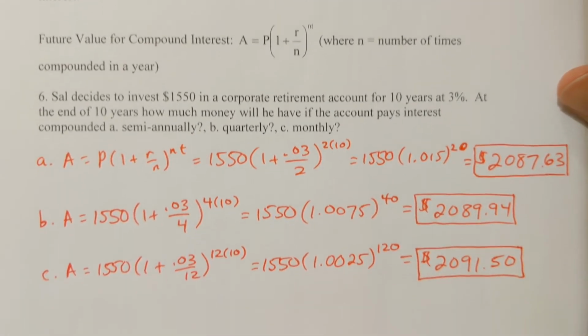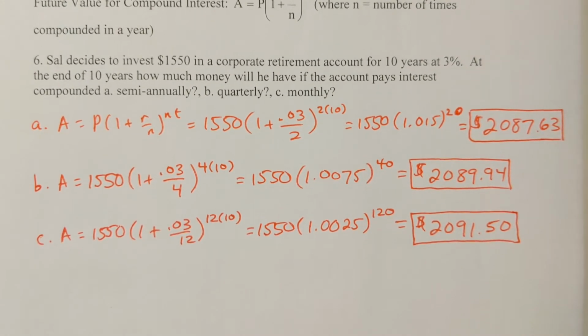Okay, so as an example, problem 6. Sal decides to invest $1,550 in a corporate retirement account for 10 years at 3%. At the end of 10 years, how much money will he have if the account pays interest that's compounded? Part A is semi-annually, Part B is quarterly, and Part C is monthly. Okay, so I'm going to be using the compound interest formula on each one of these.